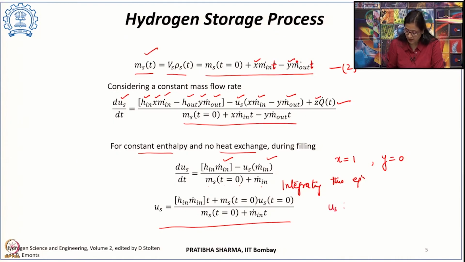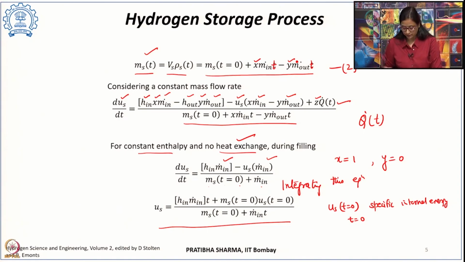So, us at t equal to 0 is the specific internal energy at the initial state, or at the initial time of filling, divided by ms at t equal to 0 plus m dot in times t. Now, while considering this equation, we have assumed that there is no heat exchange in solving this equation.